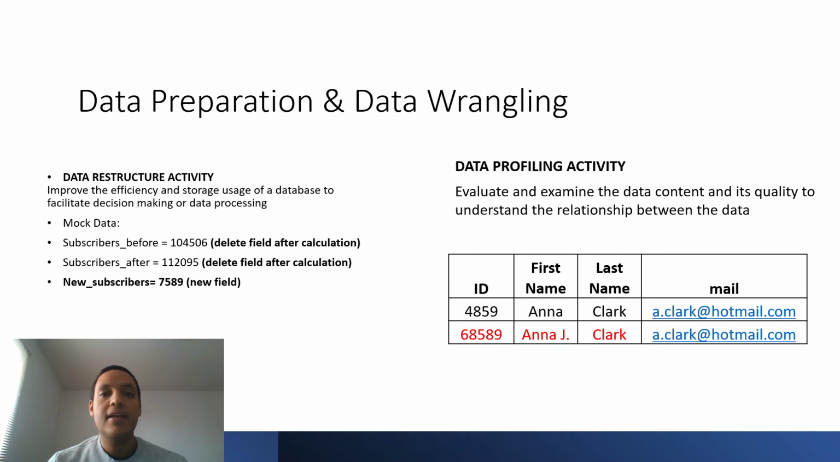On the data profiling activity, which is the last activity, we are going to evaluate and examine the data content, especially for having the right content and good quality of data. As exemplified below, we can have different IDs, different first names, but last names and emails that are similar or almost the same. So in this case, we are going to proceed to eliminate duplicates in order to provide trustworthy information for the decision-making processes.